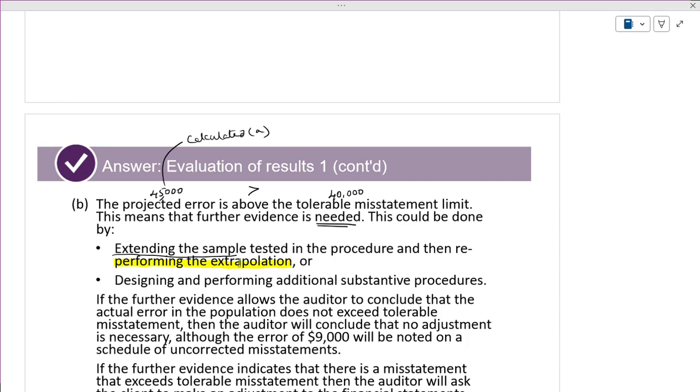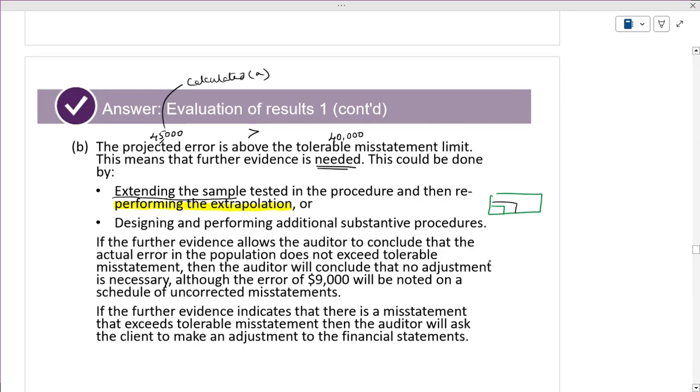Designing additional samples. Extrapolation means we are going beyond our sample. If this is the total population, extrapolation is nothing but going into more area. Interpolation is within the limits; extrapolation is outside the limits. We are testing some more evidence, designing and performing additional substantive procedures.